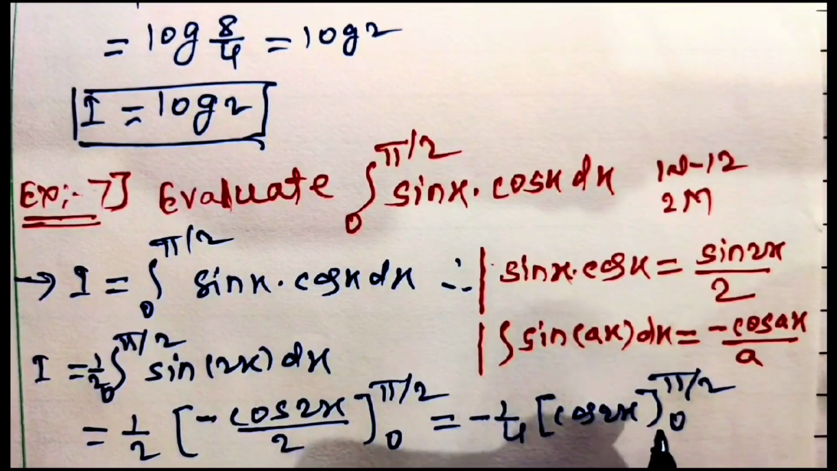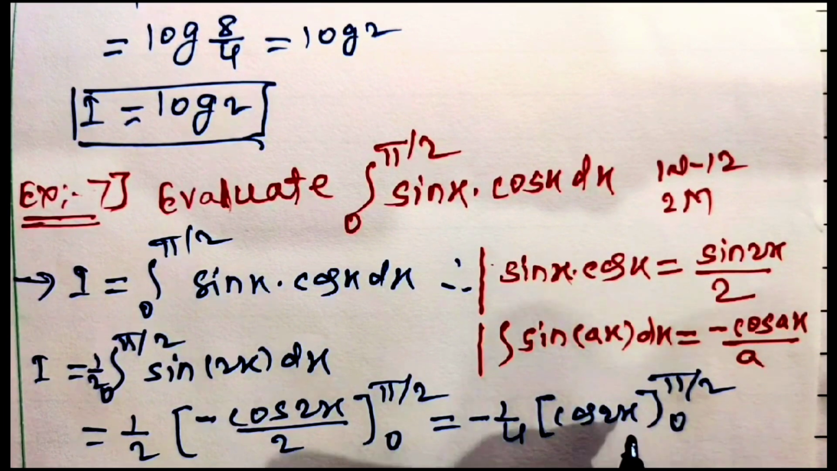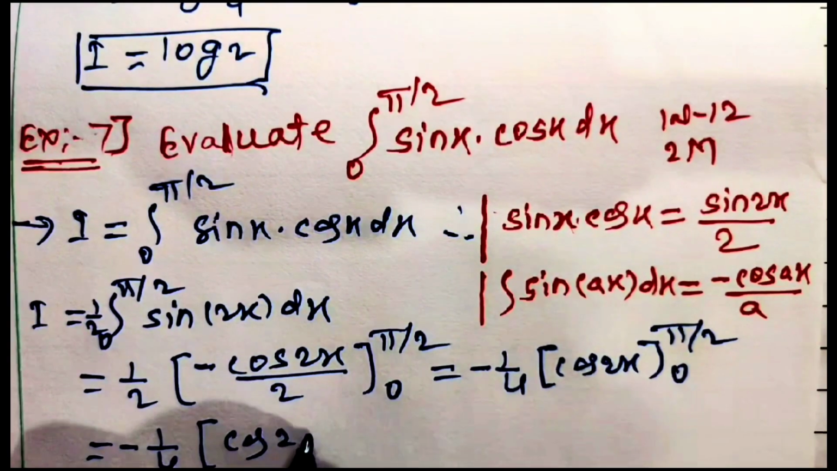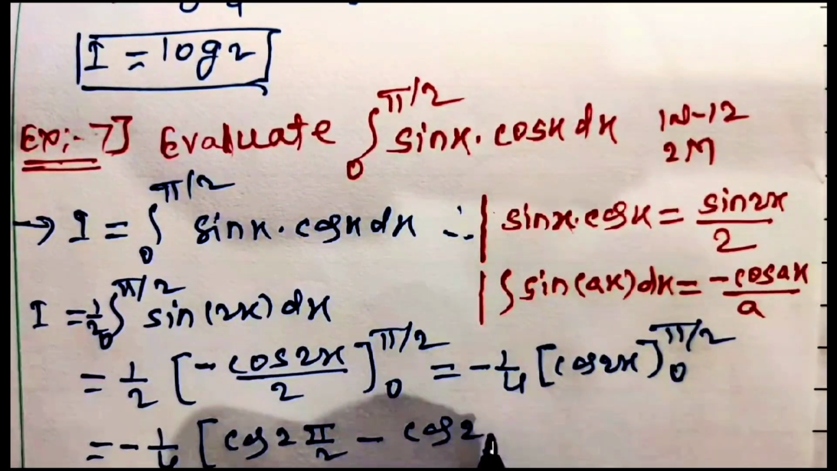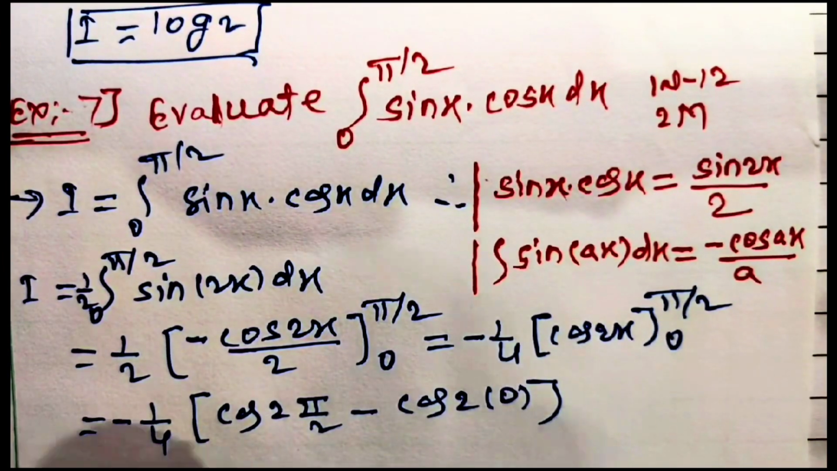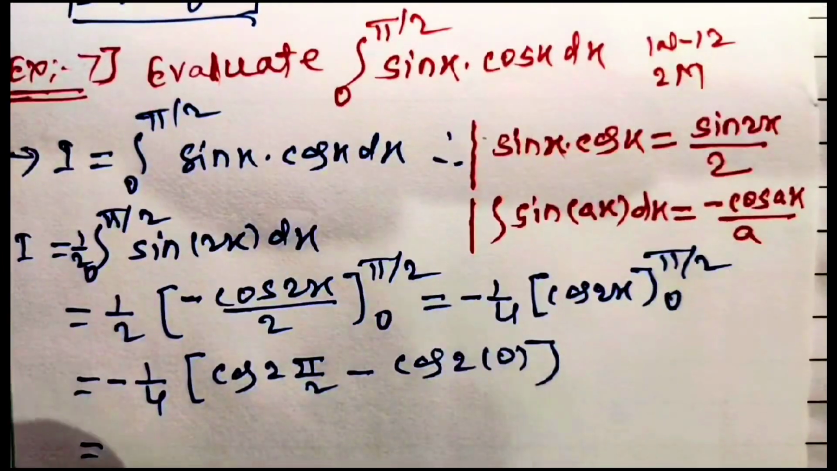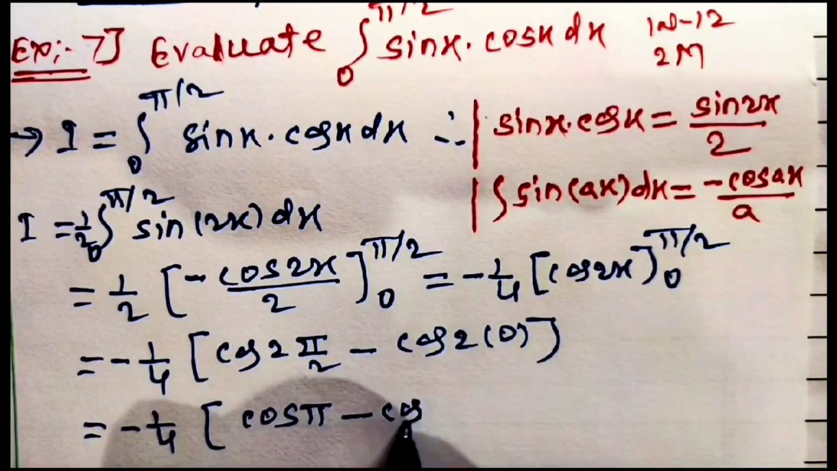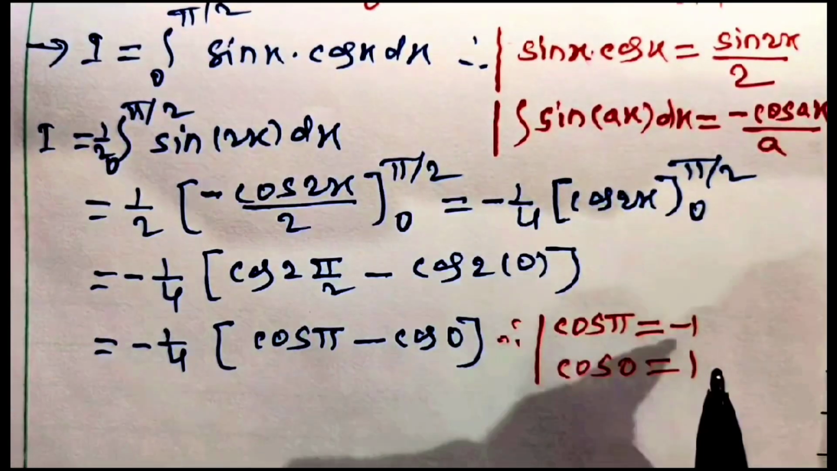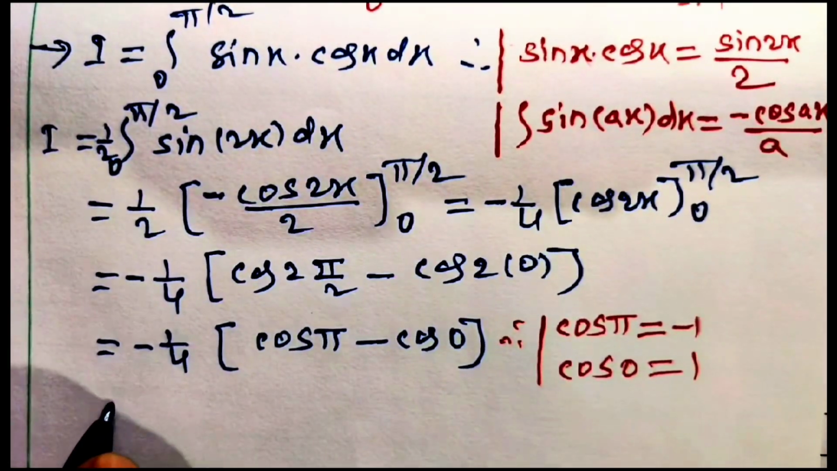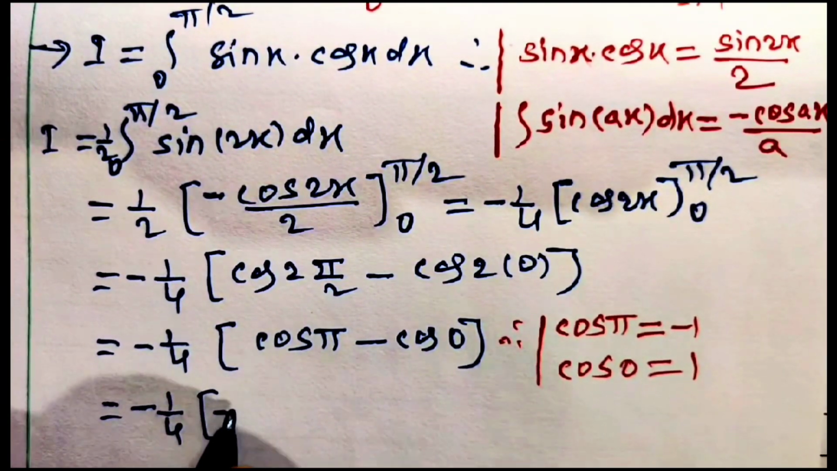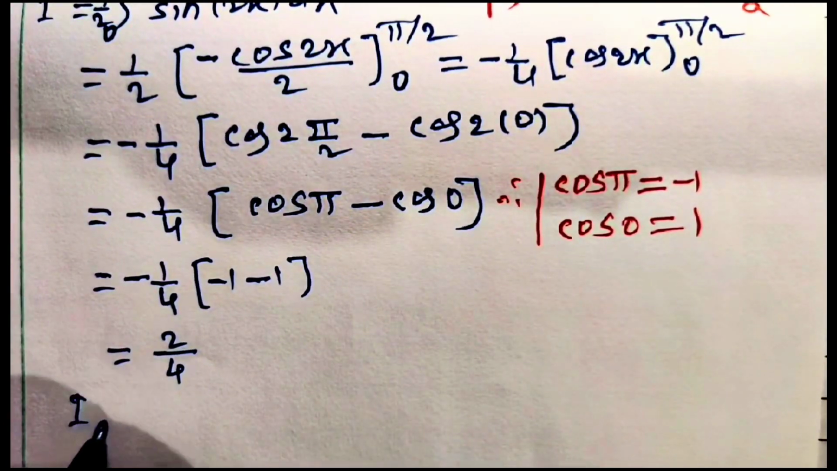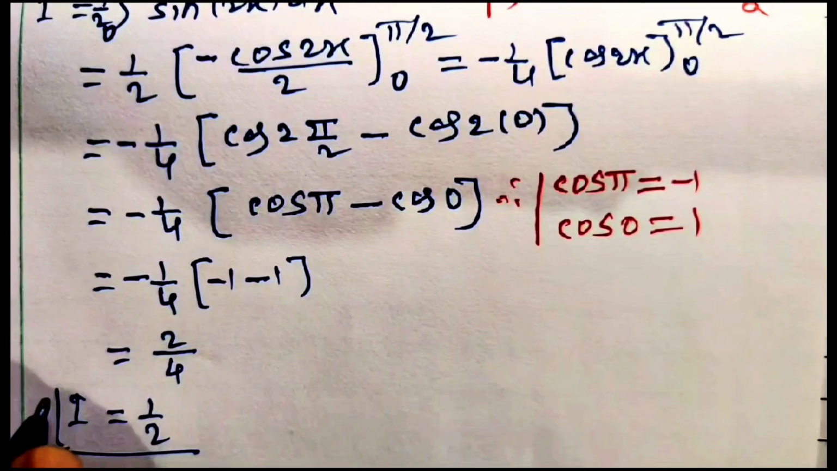Now substitute limits. First substitute the upper limit and then substitute the lower limit. Hence I is equal to minus 1 upon 4 into cosine of 2 into pi by 2 minus cosine of 2 into 0. Hence minus 1 upon 4, 2 gets cancelled, cos pi minus cos 0. But we know the formula, cos pi is equal to minus 1 and cos 0 is equal to 1. So this is minus 1 upon 4 into minus 1 minus 1, and this is 2 upon 4. Hence I is equal to 1 upon 2. This is the value of the given integral.